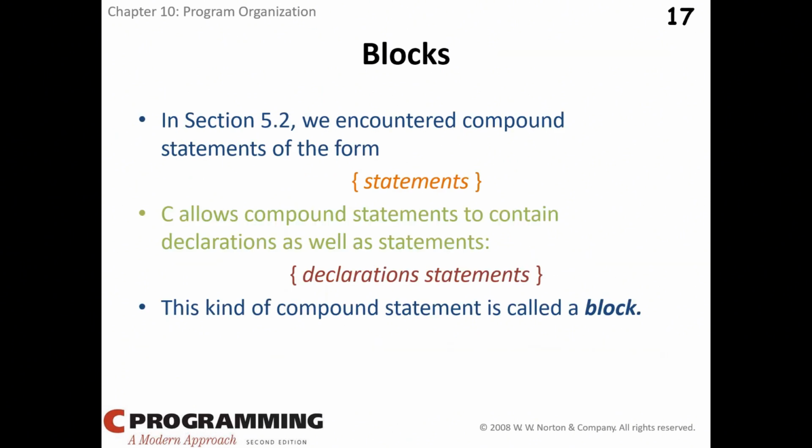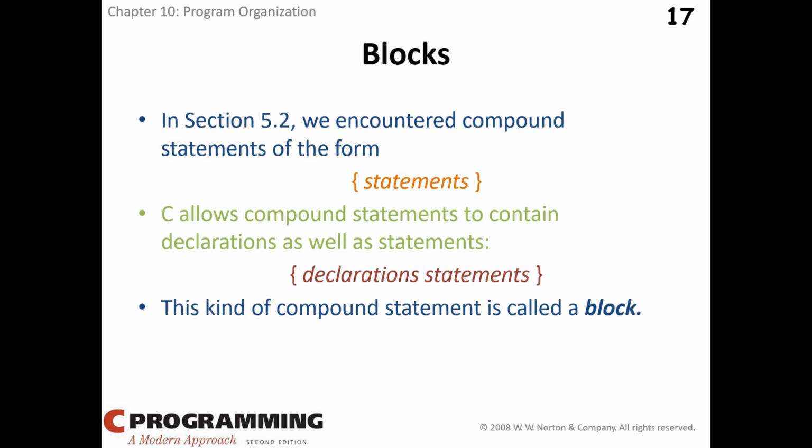So in section 5.2, we have encountered compound statements in the form of curly braces statements, where multiple statements are enclosed within curly braces. However, C allows compound statements to contain not only statements but also declarations. This means we can include variable declarations within a compound statement. And when a compound statement contains both declarations and statements, it is referred to as a block.